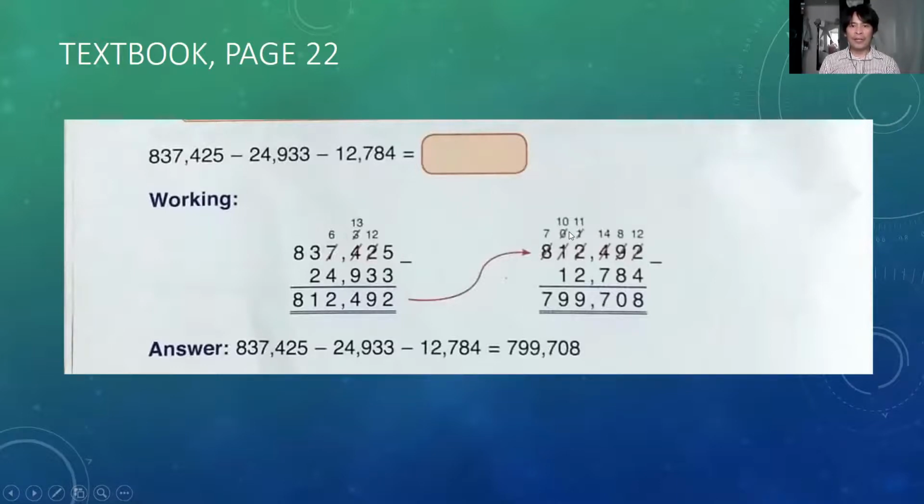0 becomes 10. So 11 minus 2 equals 9. 10 minus 1 equals 9. 7 minus 0 is equal to 7. The final answer is 799,788.